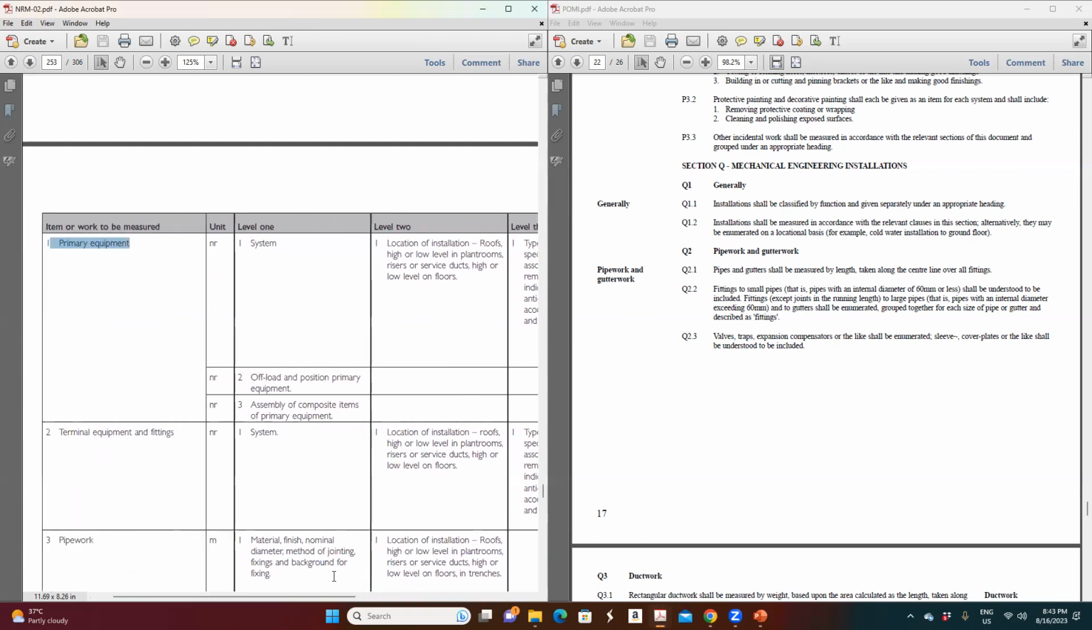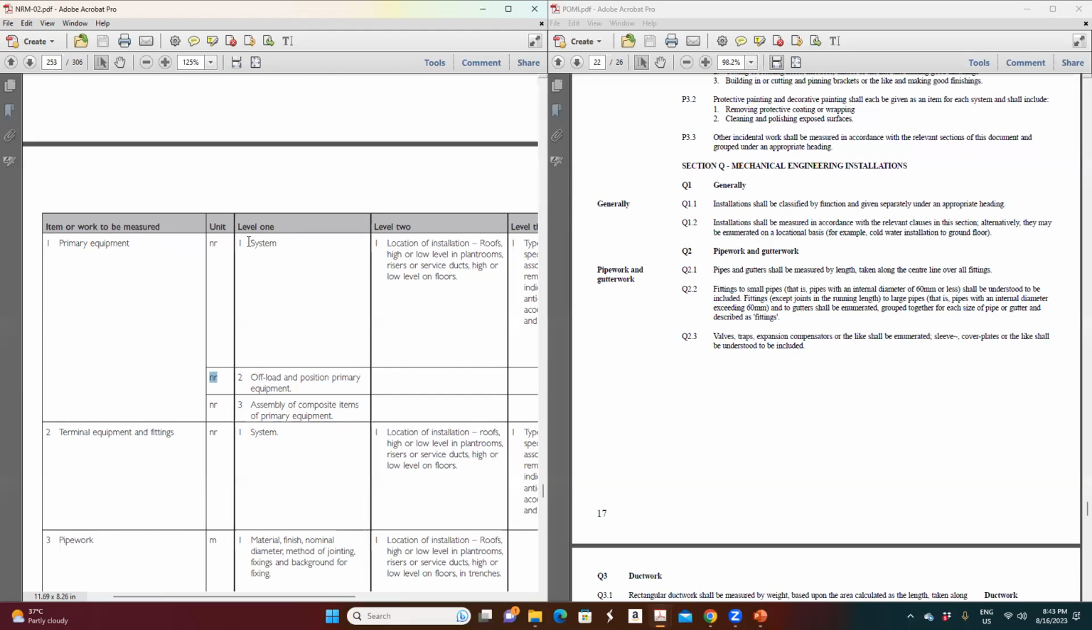So they categorize that whatever equipments you use under the mechanical have to be considered under this primary. That primary has one system, for example, FCU. The next item is offload and position the primary equipment. So what does it mean? You bring the equipment to the site, you offload the equipment from the container and store it in your site store. That will be a separate item.